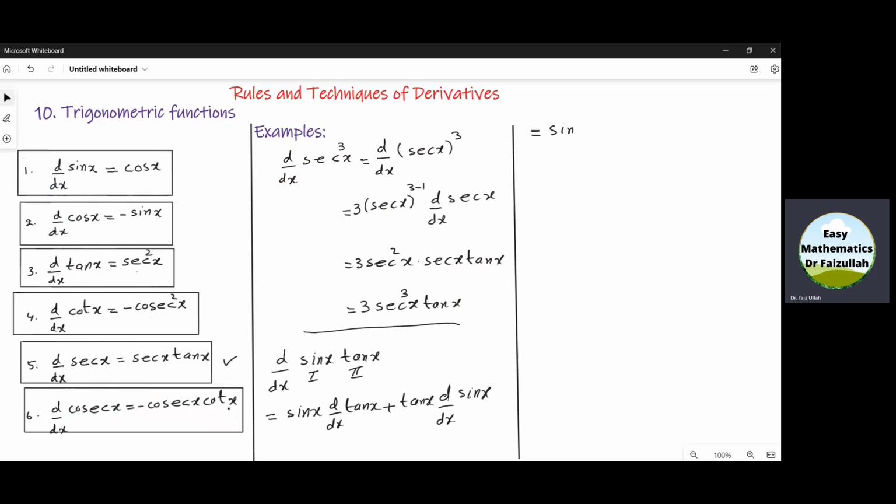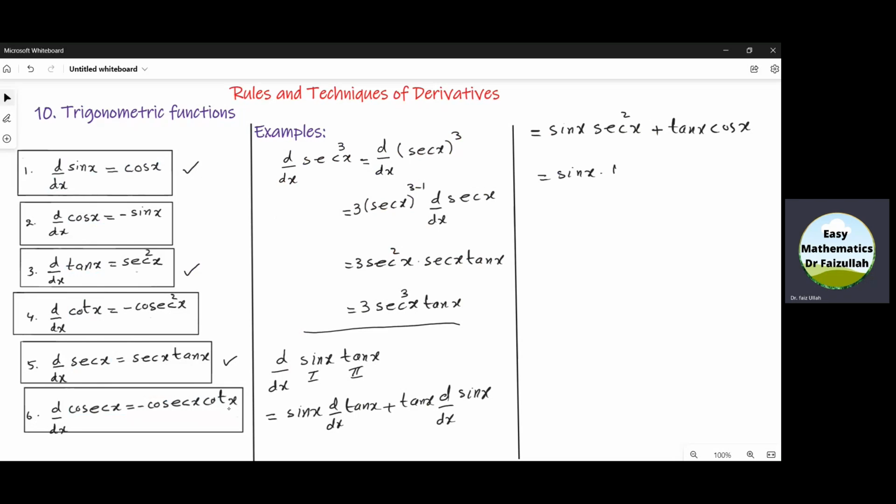So we have sine x and differentiation of tangent x. We can see it from formula number 3, which is secant square x. So we write secant square x plus tangent x and differentiation of sine x, which we can see from the first formula, that is cos x. So that is the solution. However, we can simplify it a little more.